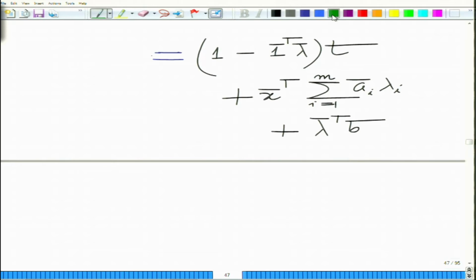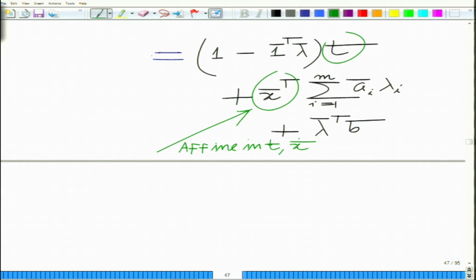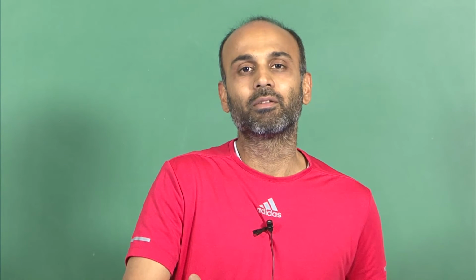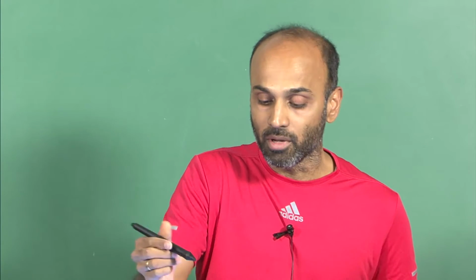Now, observe something very interesting. This is linear, or affine, in t comma x bar, which basically means it is a hyperplane. And a hyperplane, if the slope is not 0, goes to minus infinity. Of course, we have to take the minimum of this.